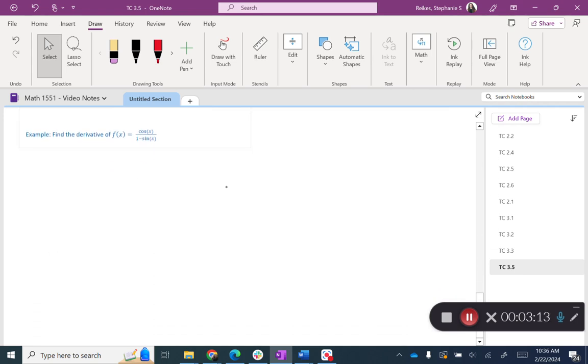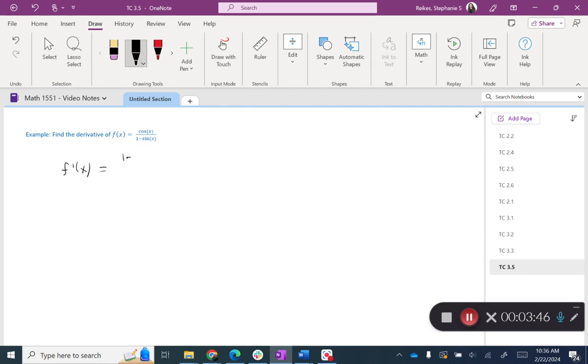Let's find the derivative of f of x is equal to cosine x over 1 minus sine x. Here we have a fraction, so we are going to need that quotient rule for derivatives, which again said the bottom times the derivative of the top minus the top times the derivative of the bottom all over the bottom squared. So let's go ahead and find f prime of x and start computing.